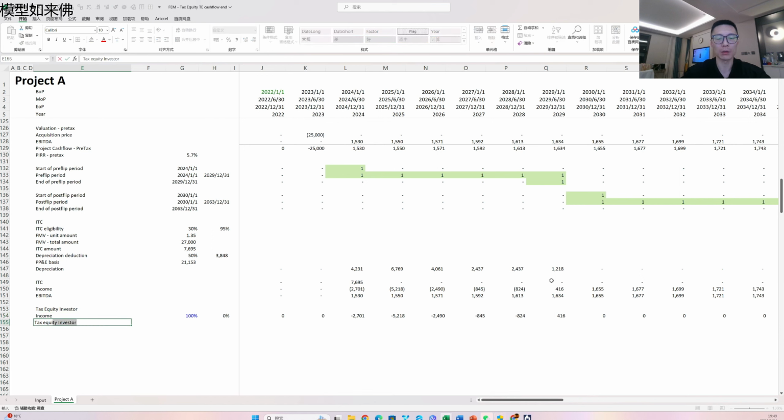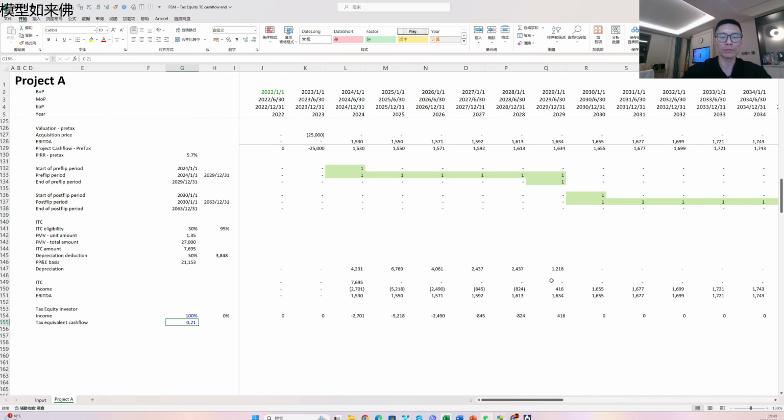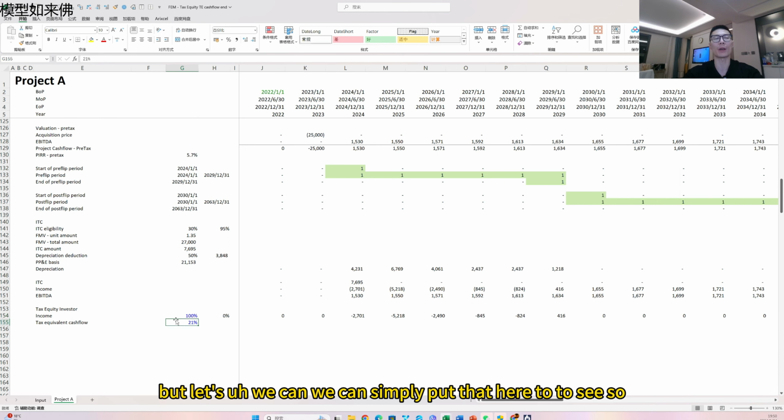I'm not sure if the spelling of the equivalent is correct. Anyway, I'll just put it here. And so here is just a pure input. The task didn't require us to put that, but we can simply put that here to see.